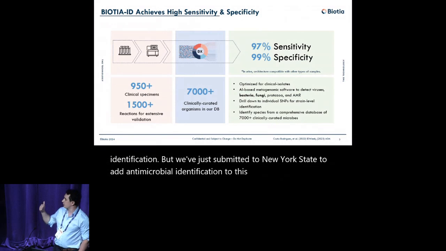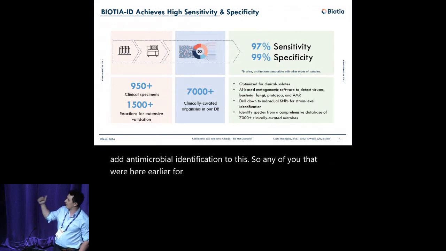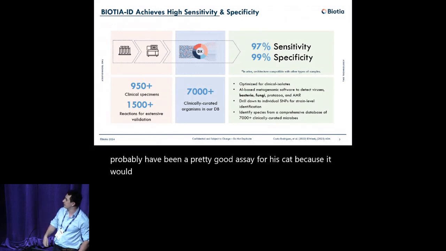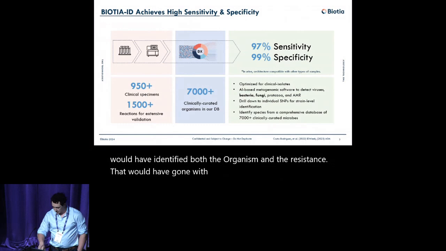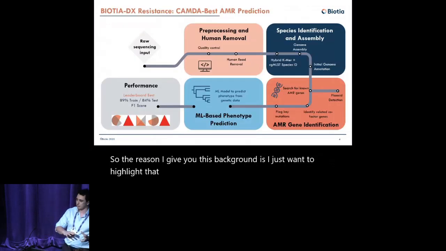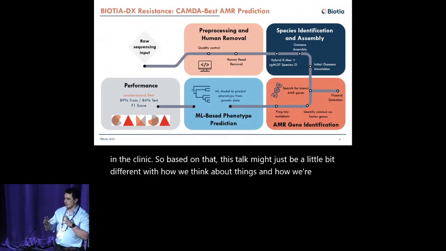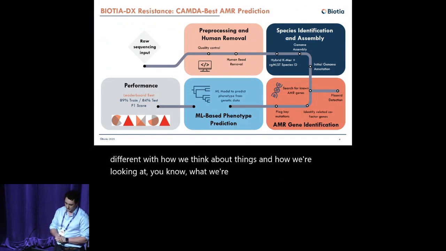Any of you that were here earlier for Leonid's talk will note that this would probably have been a pretty good assay for his cat, because it would have identified both the organism and the resistance that would have gone with that. The reason I give you this background is I just want to highlight that we're trying to figure out how to put this in the clinic. So this talk might be a little bit different in how we think about things and what we're doing with antimicrobial resistance here.